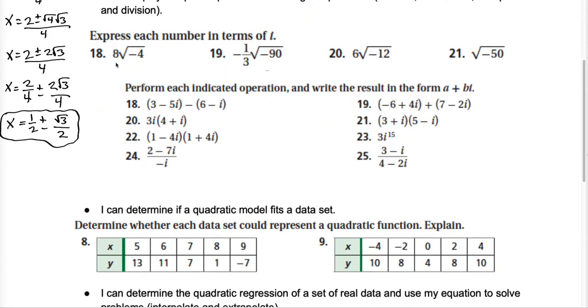So 18, the 8 in the front, I'm going to keep separate. And then I'll focus on the square root of negative 4. The negative symbol becomes the i. The square root of 4 becomes 2, just because the square root of 4 is 2. And then your final answer, because I have two normal numbers being multiplied, would be 16i.